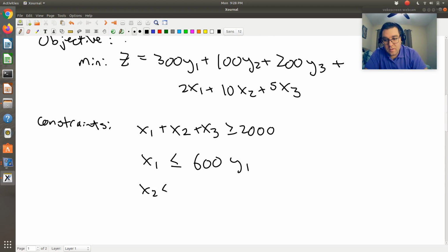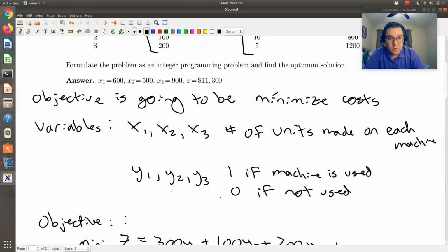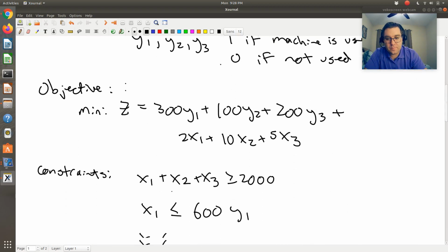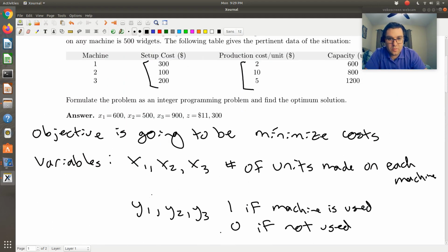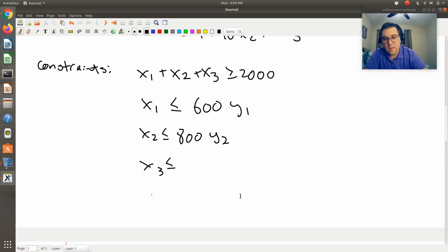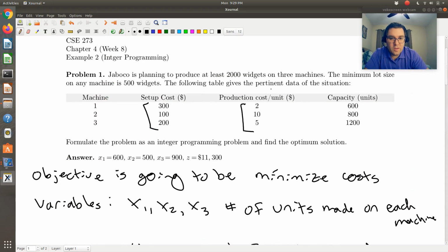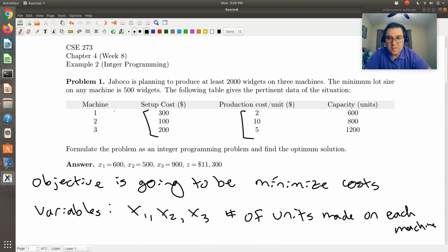So x2 is less than or equal to the capacity 800, and I'm going to multiply by y2 so that when machine 2 isn't used, the only value of x2 that will satisfy that relationship is 0. And x3 is less than or equal to 1200, its capacity, also times y3.